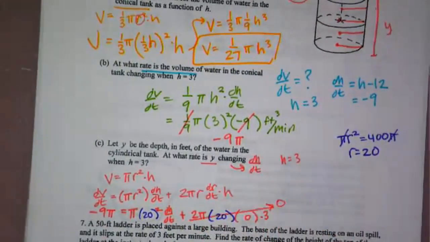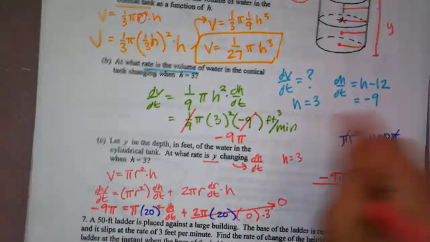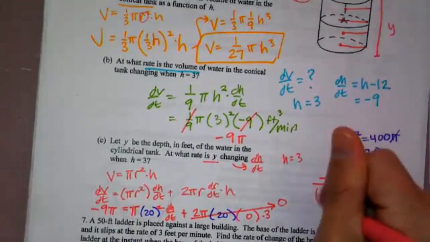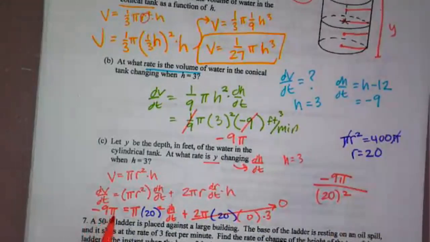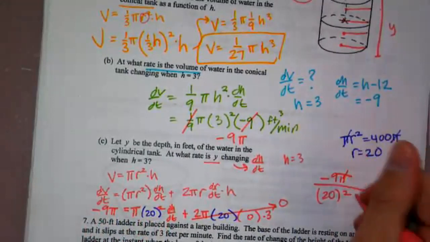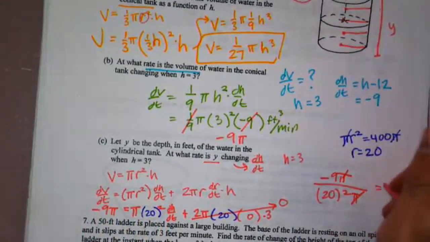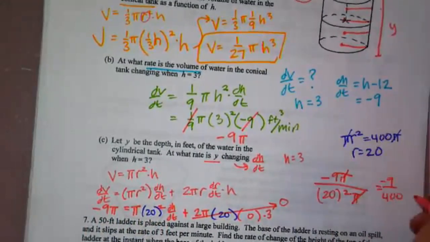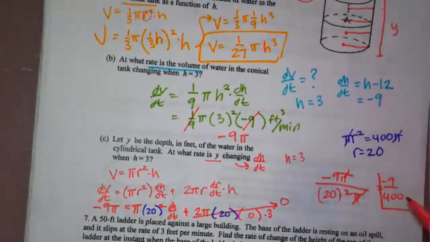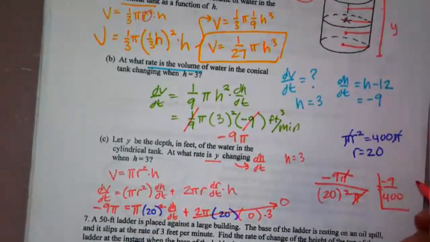So negative 9 over pi times 20 squared. You have to divide by 20. So negative 9 pi over all of them divided by this. Your pi will cancel, so it's negative 9 over 400. And then this is feet per minute.